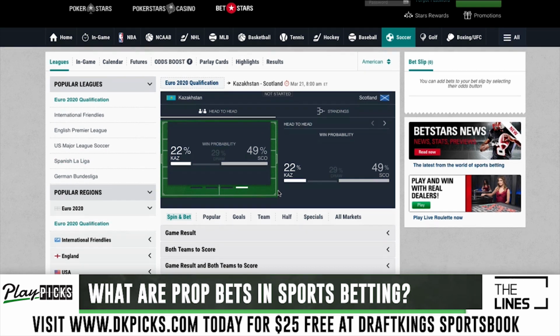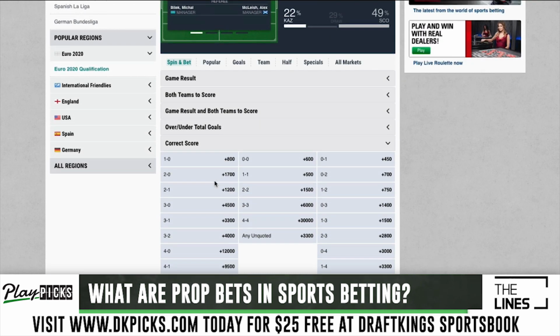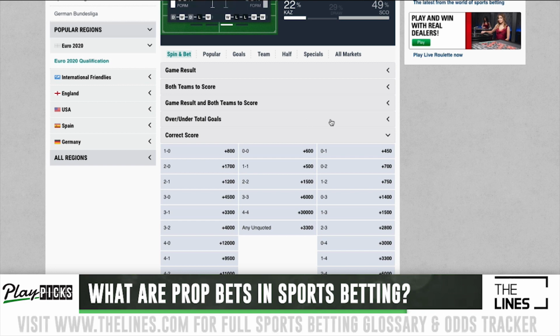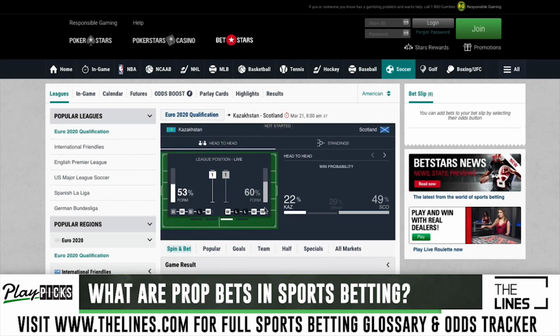So we're here on BetStars taking a look at soccer, and you can come down and guess the correct score. So if you want to try and guess the exact score, that is also a prop bet. If this game were to end 2-0 here, then you would get plus 1,700 on that bet. So you can do that. That's a type of prop bet.